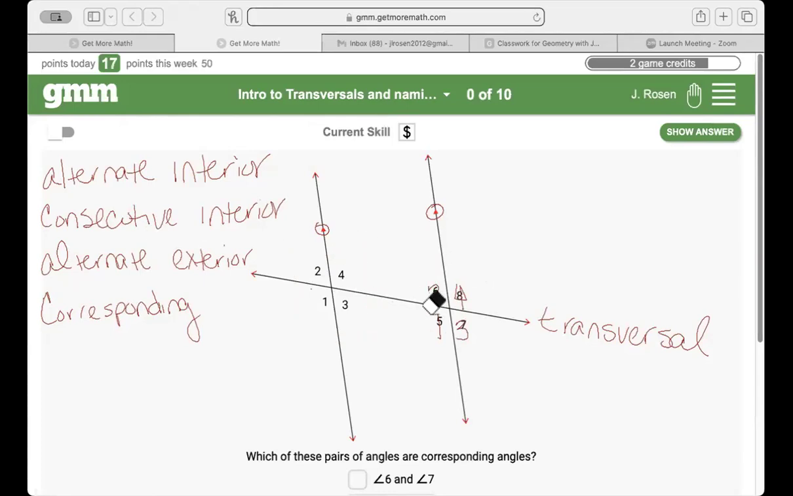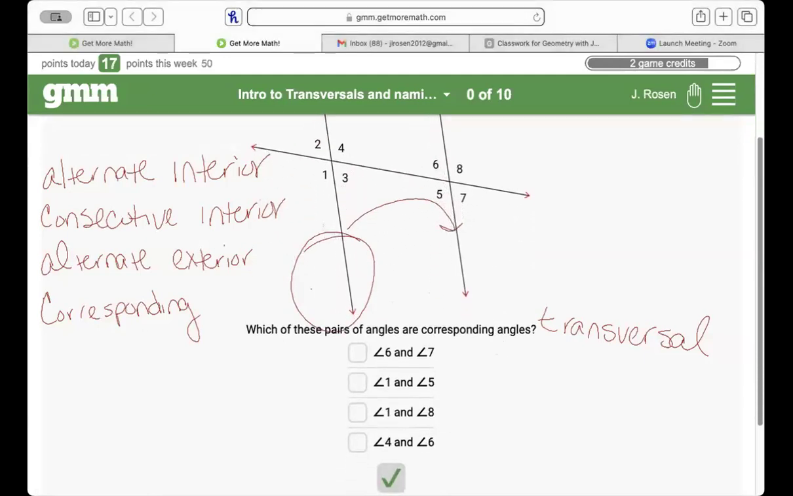Okay, so what does all that mean? Well, that means that we need to be able to look at all this information and answer questions as they're given to us. So this question says, which of these pairs of angles are corresponding angles? Again, corresponding means if we slid this group of angles over here, which ones would lay directly on one another? So let me scroll this up a little bit. And let's see what we have.